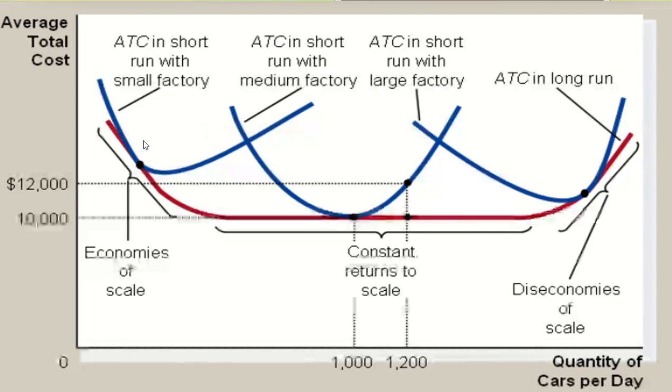We have discussed that there are three different short-run average total cost curves. The first one depicts the average total cost in the short run with a small factory. Another is the average total cost in the short run with a medium factory. And the third one is the average total cost in the short run with a large factory. And we get the long-run average total cost curve, that is here in the red line, this one. We get that long-run average total cost curve by the combination of minimum points of short-run average cost curves.